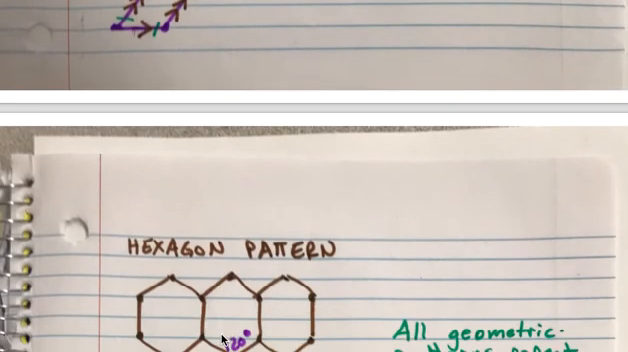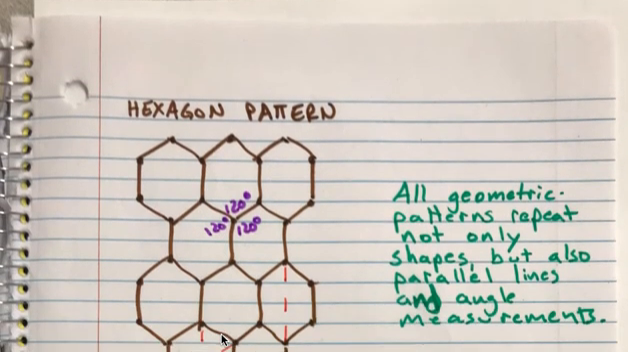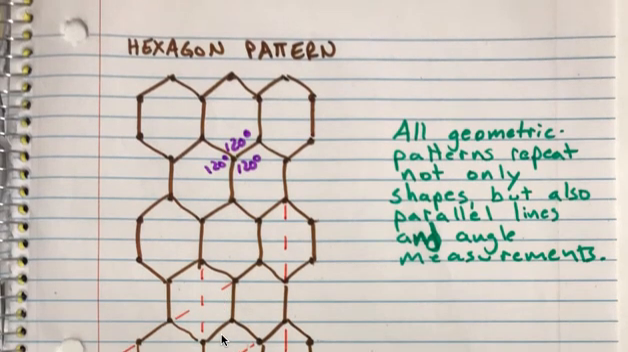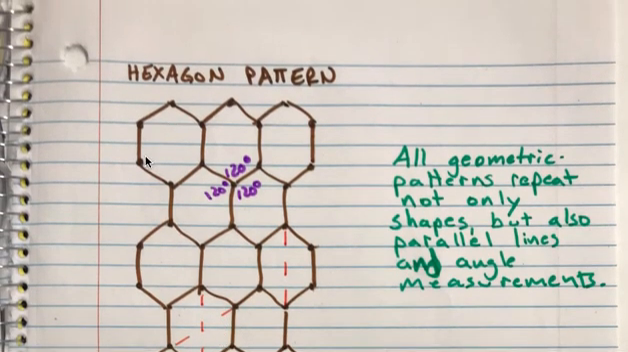All right, so here we go. Let's put it all together by recognizing some patterns. And here we have the famous hexagon pattern, where it's just a bunch of regular hexagons, one next to the other. Think about tiling a floor. And know that all geometric patterns repeat not only shapes, but also parallel lines and angle measurements. So earlier in life, you might just see this and be like, oh, I recognize a pattern. There's going to be hexagon, hexagon, hexagon, hexagon, hexagon. They're all going to fit together like they do.